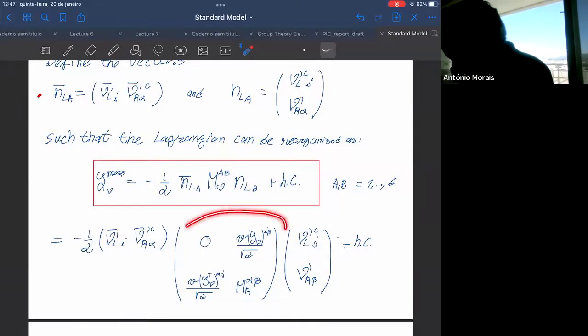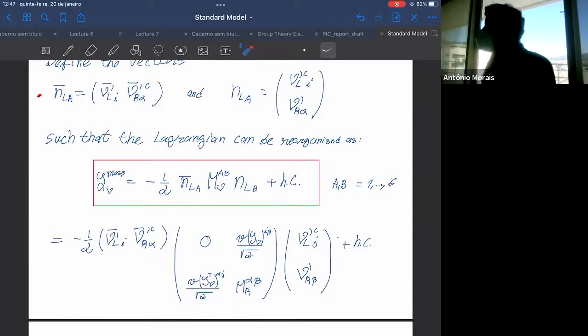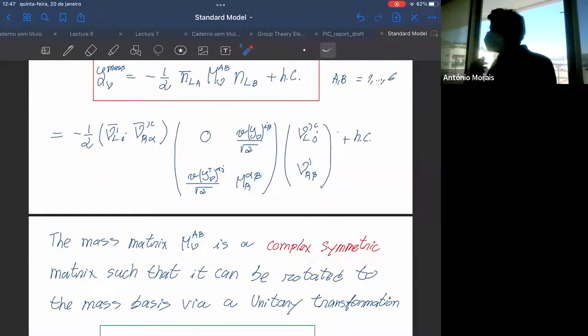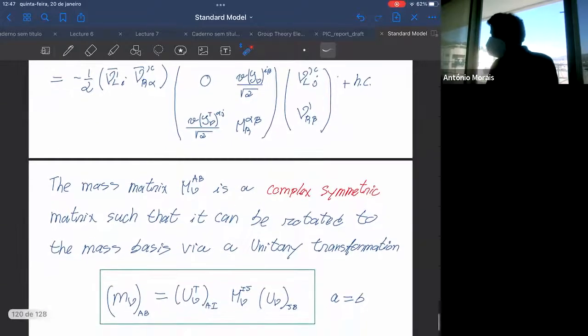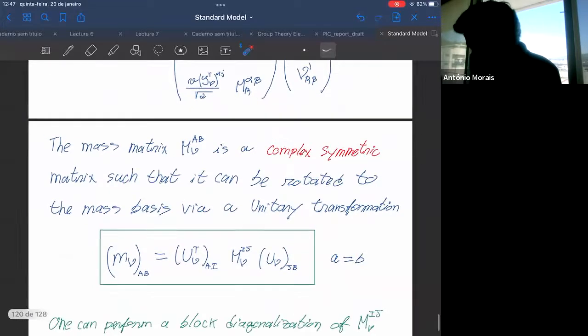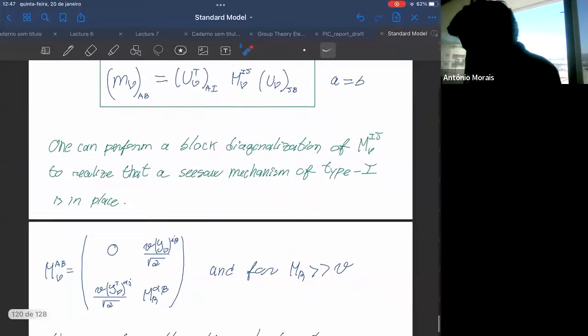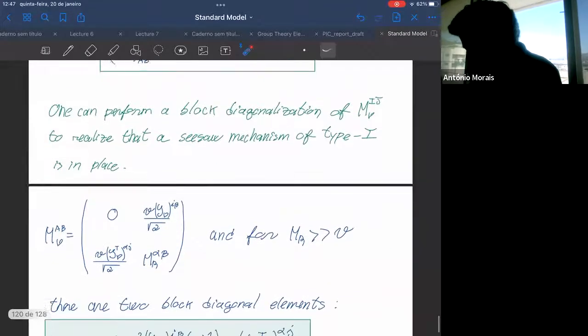What is important is to look into this mass matrix, which is written in a block form here. These are all 3x3 blocks in the case that we gave. And this 0 here is an important thing. Also, this is a complex symmetric matrix when you do this, and it can be rotated by only one unitary matrix. So it's no longer a biunitary rotation. If you do a block diagonalization, this is just the matrix.